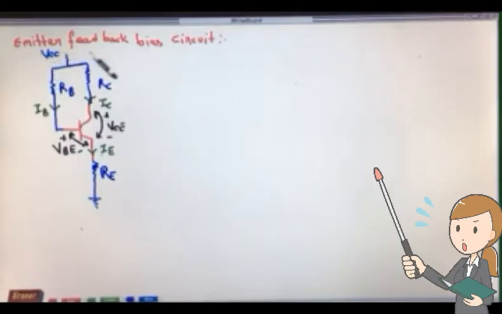Emitter feedback bias circuit, or a bias circuit with emitter resistance. Here we have included emitter resistance, while this is the fixed bias base.